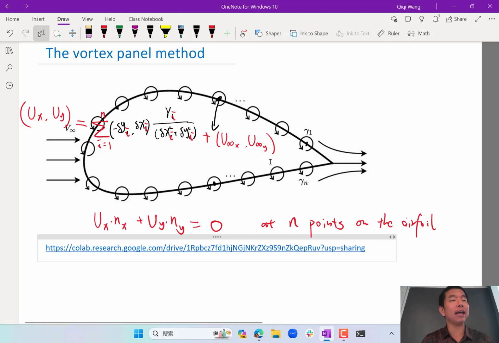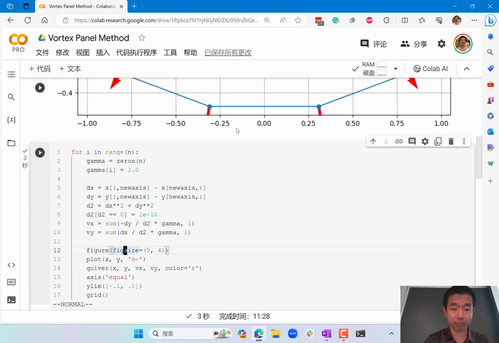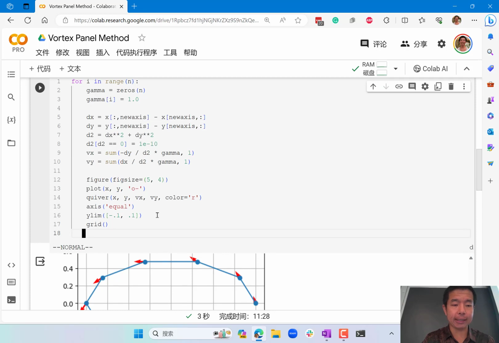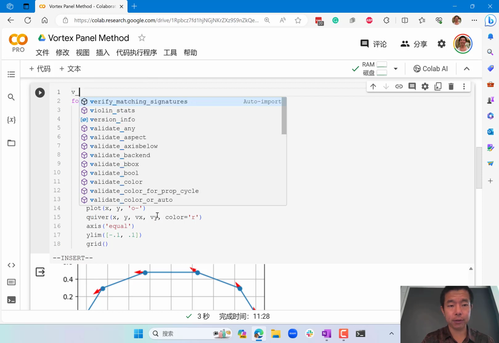Then we also need to add a free stream contribution. So let's start to do this. The free stream contribution, let me record it as yet another term. So let me make an array, V vortices.